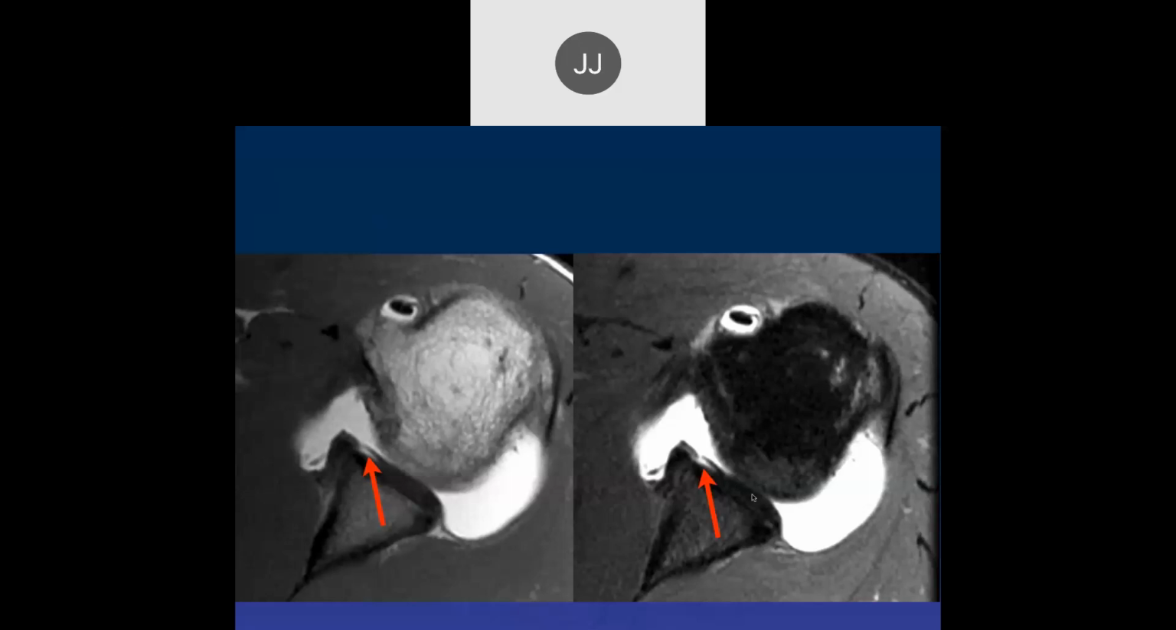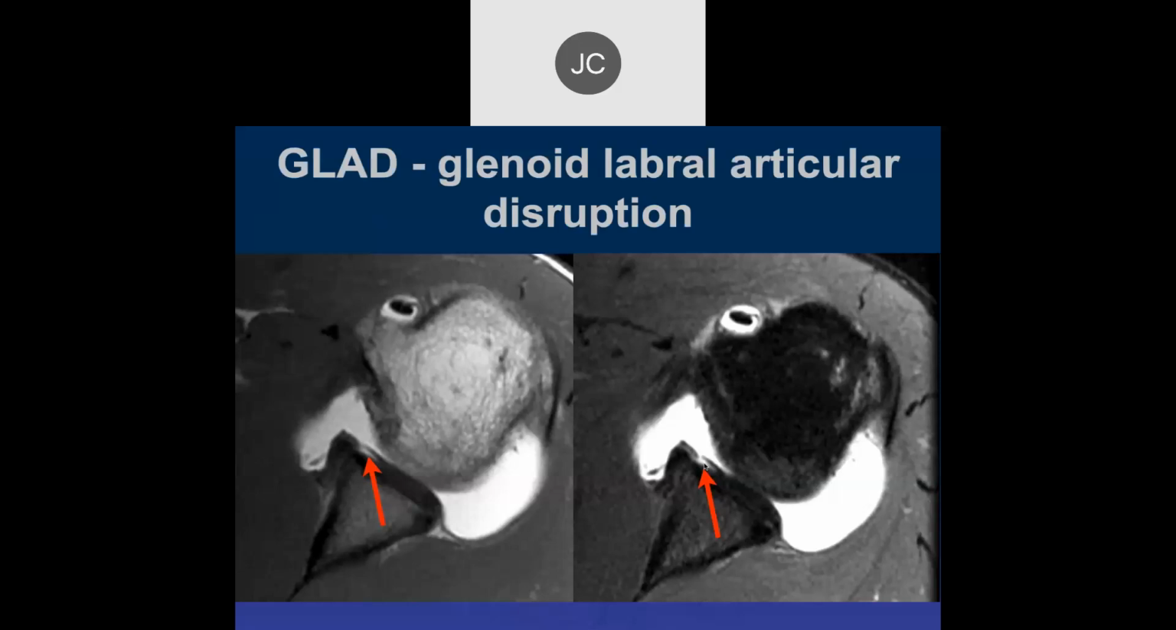Okay. Now this is cartilage across here. So chondral defects. So this is actually a tear of the articular cartilage. This patient had an anterior dislocation. If you look here, you've got another ALPSA type lesion. And this is disruption of the articular cartilage. This is called a GLAD lesion, glenoid labral articular disruption. Some people love these terms. I prefer just to recognize what it is and describe it as a tear of the articular cartilage.